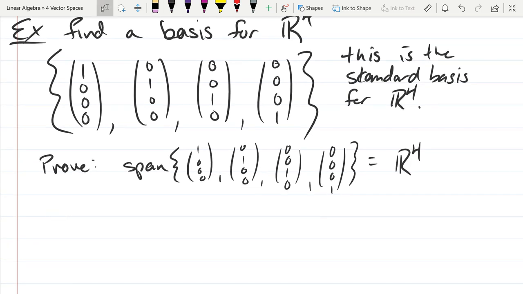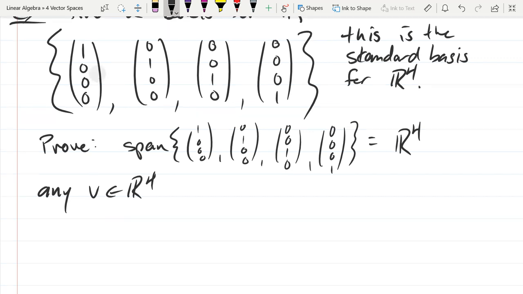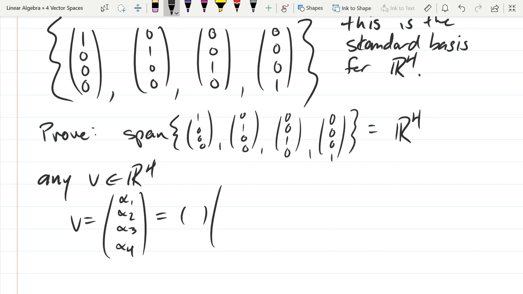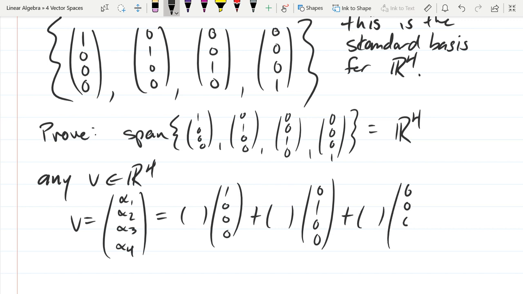All right, how do we prove this? All we need to do is take an arbitrary vector in R4, any vector v in R4. Now, if it's any vector, all I know is it has four coordinates. So we'll just let v equal (alpha 1, alpha 2, alpha 3, alpha 4). So I just put four numbers in there. They could be any values whatsoever. So we need to get four scalars that I can write a linear combination here.